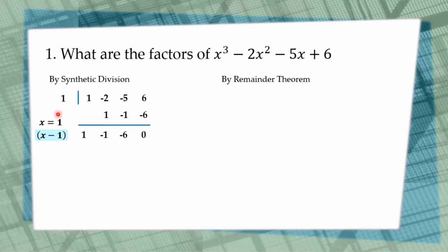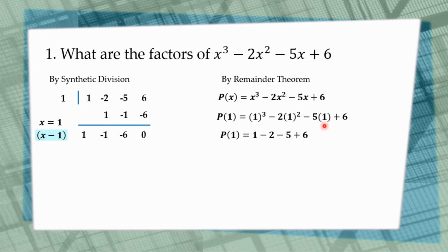Now, let us see if we come up with the same result using the remainder theorem. Use 1 as the value of a. Substitute to the polynomial. So p of 1 equals 1 cubed minus 2 times 1 squared minus 5 times 1 plus 6. And then simplify. P of 1 equals 1 minus 2 minus 5 plus 6. So p of 1 equals 0. Therefore, x minus 1 is a factor of the given polynomial.